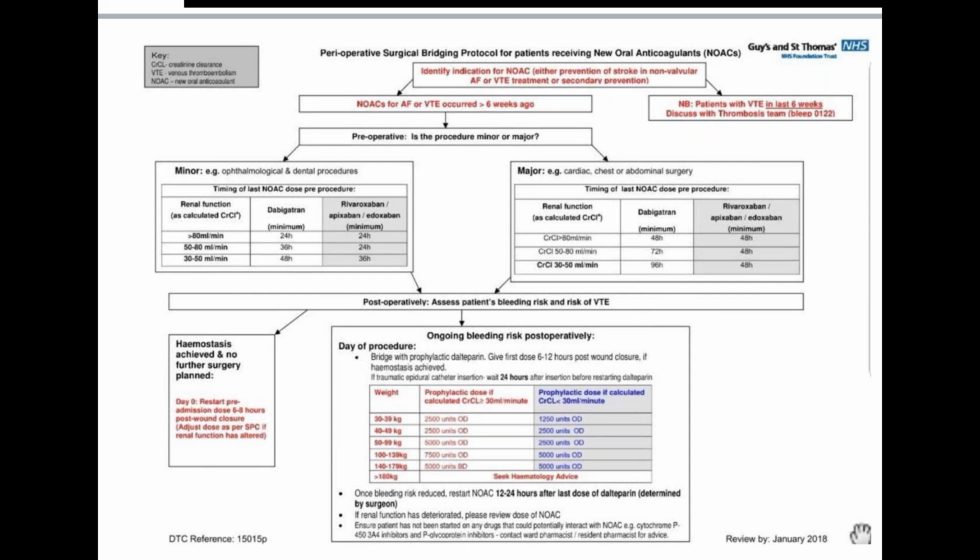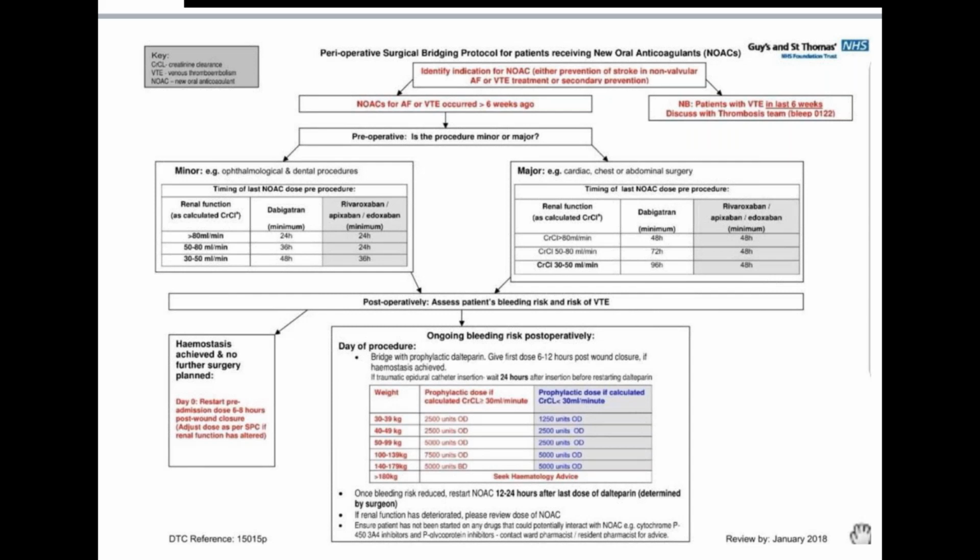Preoperative, is the operation minor or major? What do you think? Total abdominal hysterectomy, laparoscopic hysterectomy. It's a major operation. Okay, he mentioned to you what's meant by minor and what's meant by major. Minor is like ophthalmological operations, dental procedures, these minor surgeries. So our patient is in the major sector, which is cardiac, chest, or abdominal surgery. That's good. So we are here on the right side.